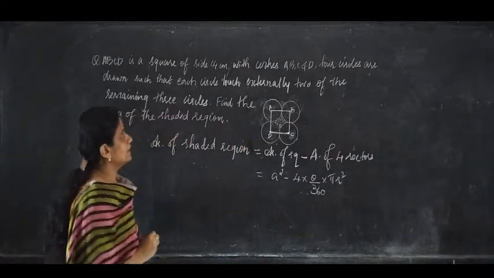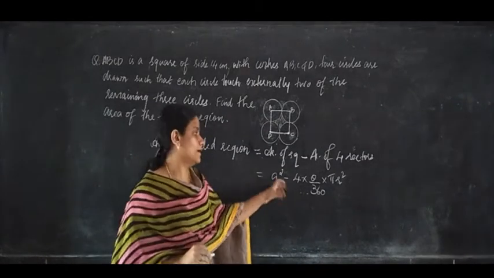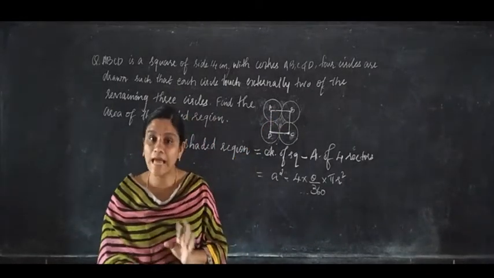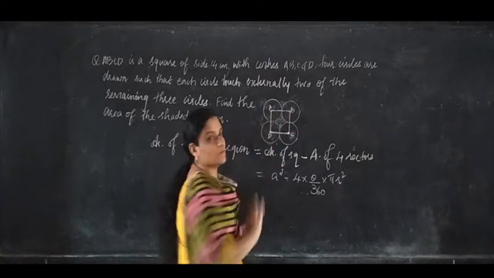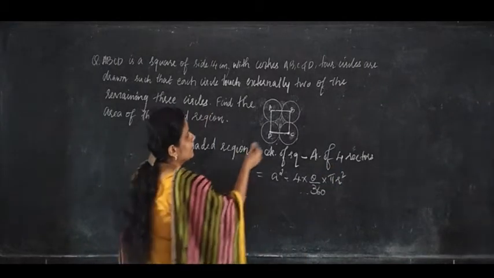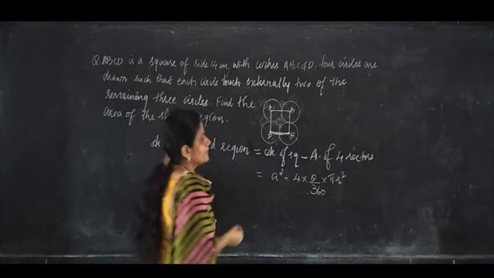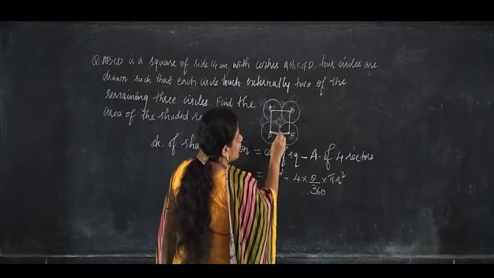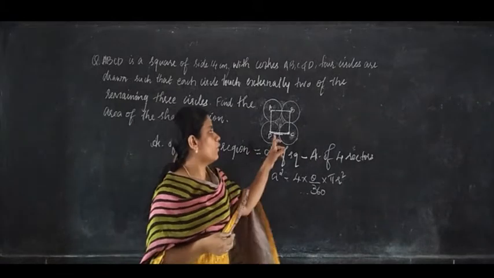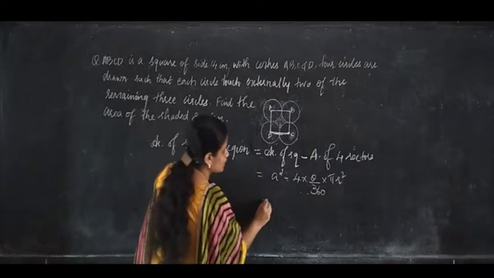Now the square is of side 14 centimeters. So here we can have 14 square minus 4 into theta by 360 into pi r square. What is theta? You all know the angle. Each angle of the square is equal to 90 degrees. So here theta is equal to 90 degrees, pi is 22 by 7, and radius: if I consider DC, this is 14 centimeter. Children, then what will be the half of this? It is 7. So we can tell the radius of the circle is equal to 7 centimeter. Is it clear?